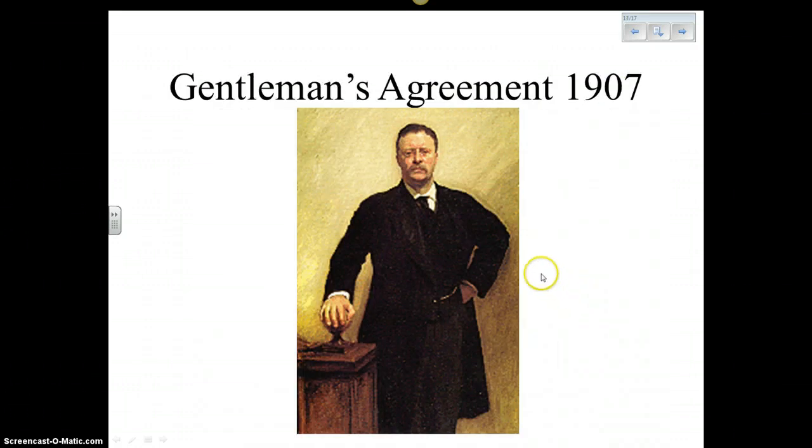A few years later, the Gentleman's Agreement would be reached between Teddy Roosevelt and the nation of Japan. The agreement said that America, which at the time was segregating Japanese students, would no longer segregate Japanese students, but that Japan would make every effort to limit or greatly reduce the number of Japanese immigrants to the United States. So immigrants from Asian countries are being greatly reduced.